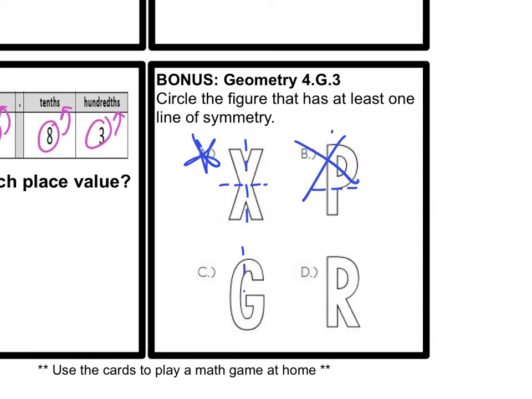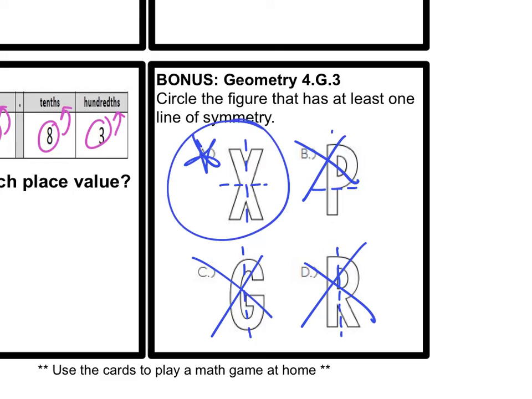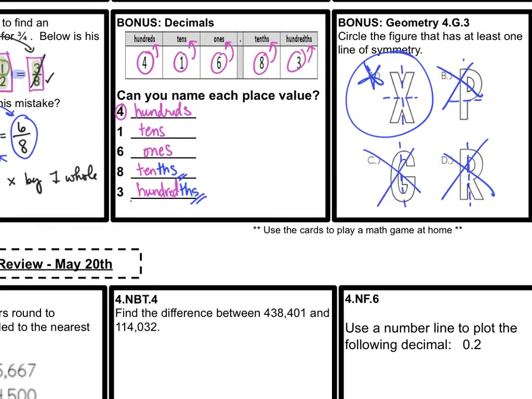For C, there's no way for me to cut this down the middle and make it the same on both sides, so C is not an option. And for R, there is no way for me to cut this also down the middle and to make a line of symmetry or the same on both sides like a butterfly. So this is also not an option. So the only one that would work would be X.